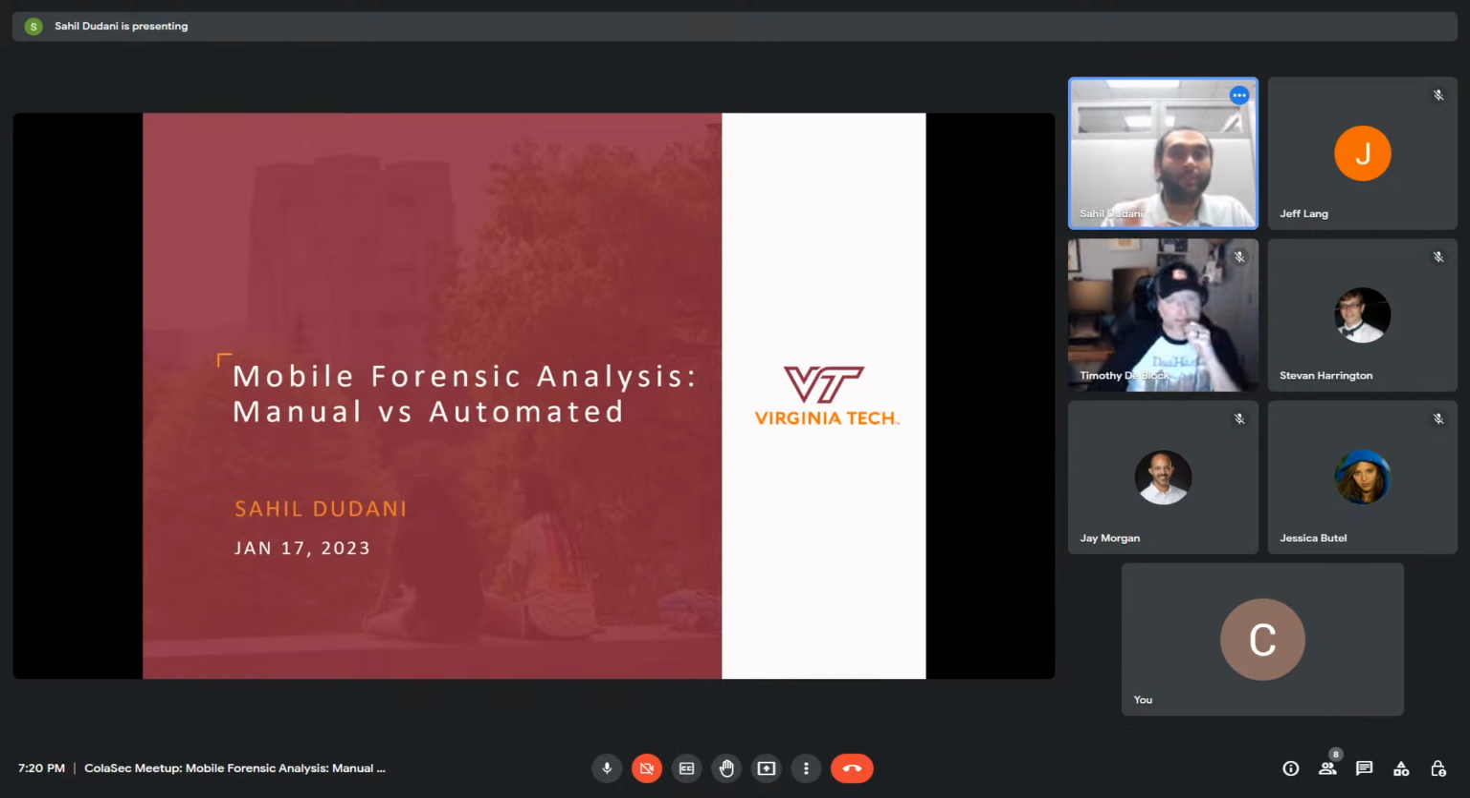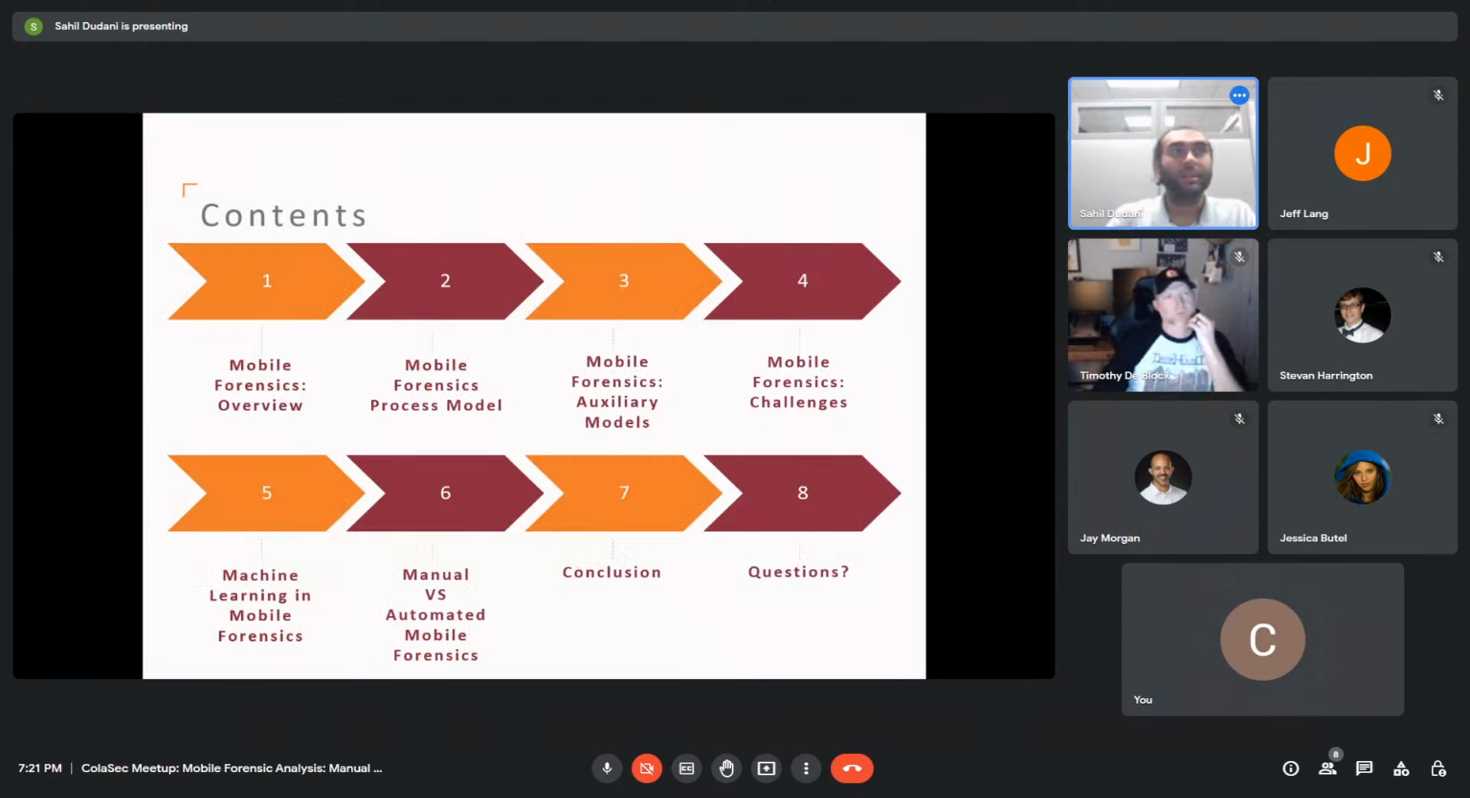So, hello everyone. As Jeff introduced, I'm a PhD student at the IT Security Lab at Virginia Tech, and I'm pursuing my PhD degree right now in mobile forensics. So today, I'm going to talk about mobile forensics, the manual and the automated aspects of it, and how they compare. So, let's get started.